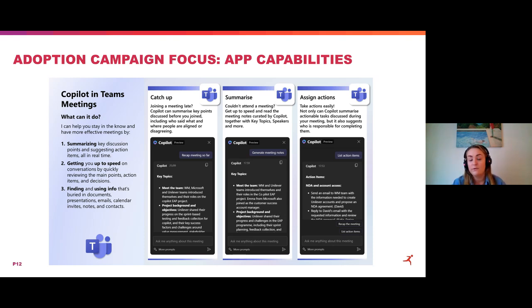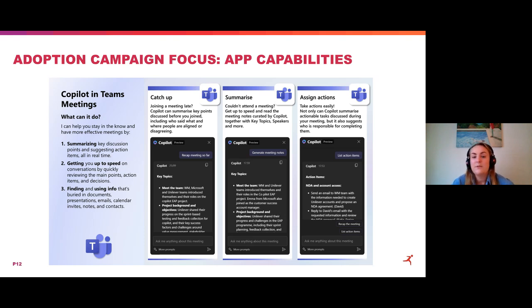M365 chat is the one new experience where I'm not in situ. So that's one where we do need to encourage people to be pinning that to their left-hand rail of Teams and reminding them of the key breadth of things they can ask it as well. So we do need to think about all of those different surfaces we can get Copilot within and do some focused training and adoption work on each of those as well.